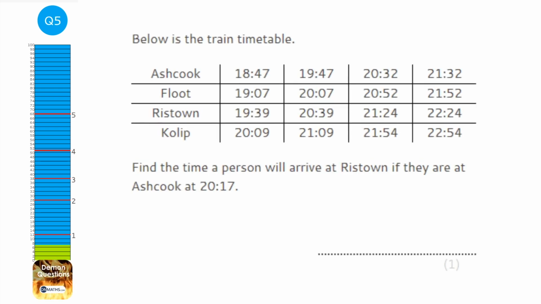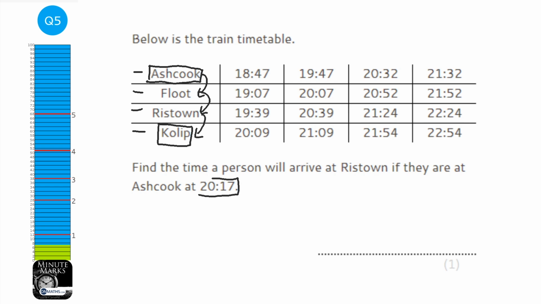So in this question we're given a train timetable, and we've got 4 towns. We've got Ashcook, Flute, Risetown and Colib. And the train is obviously starting at Ashcook and then finishing at Colib, passing through these towns as it goes. So it says that we arrive at 2017 at Ashcook. Now we will have missed this train and we'll have missed this train, but we'll be in time for this train, so we'll take the 2032 train.